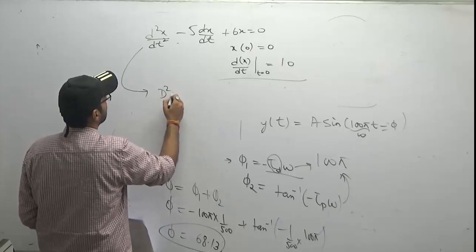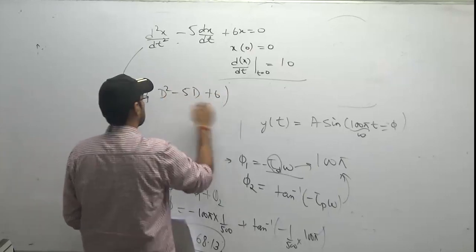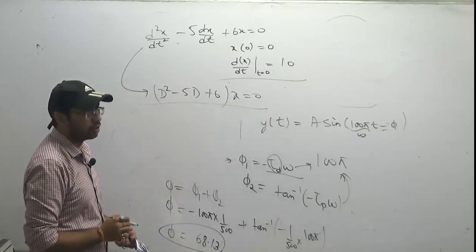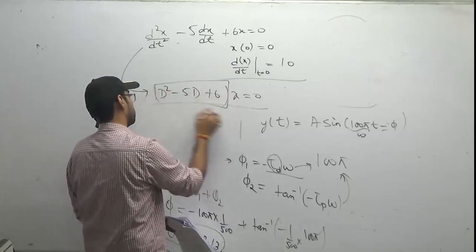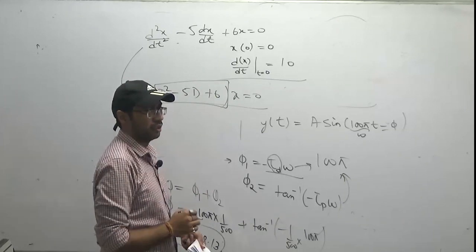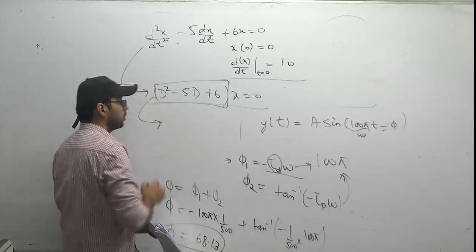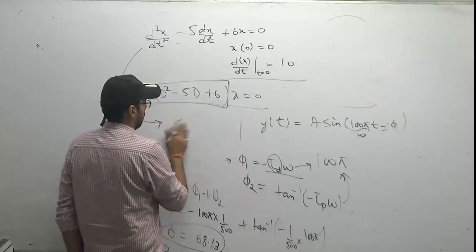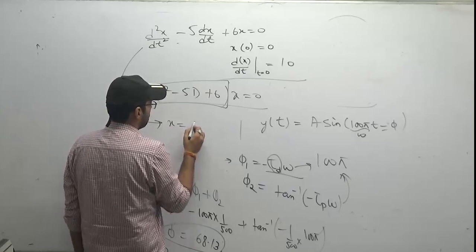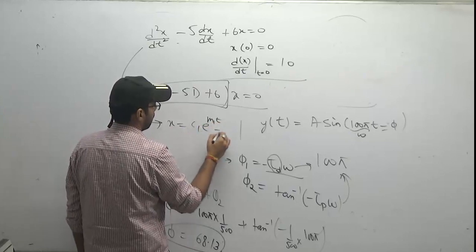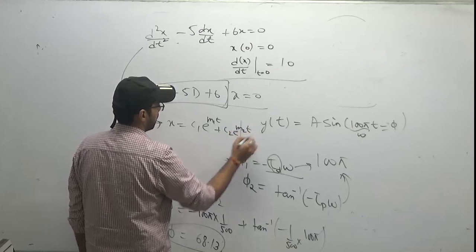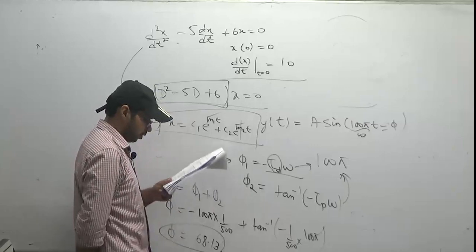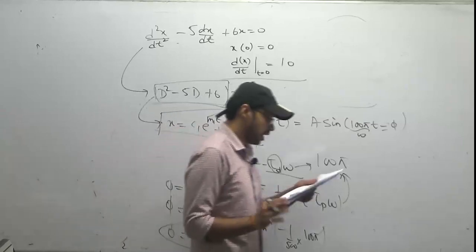d square minus 5d plus 6 into x is equal to 0. From there you can easily calculate the value of roots for this equation. This is the auxiliary equation you have. So according to this, if you are getting real and unequal, distinct roots, you will say x is equal to c1 e raised to the power m1t plus c2 e raised to the power m2t. There you will get the values of m1 and m2.